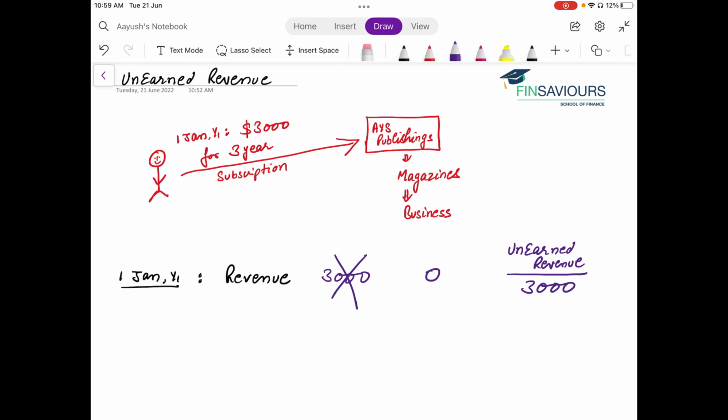Why entire 3,000? Because as and when I perform the obligation, I will transfer the amount to my revenue account. But as of now, I am not booking any revenue. Why? Because I haven't performed any services yet.